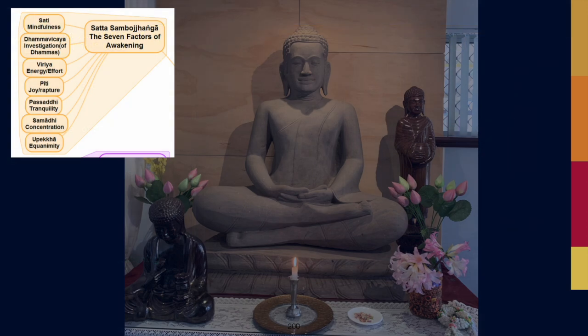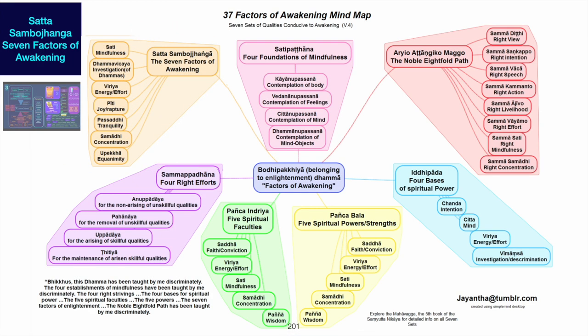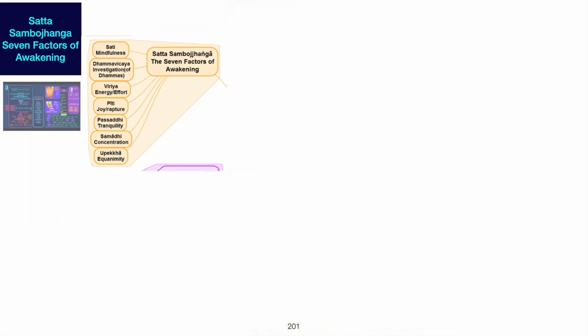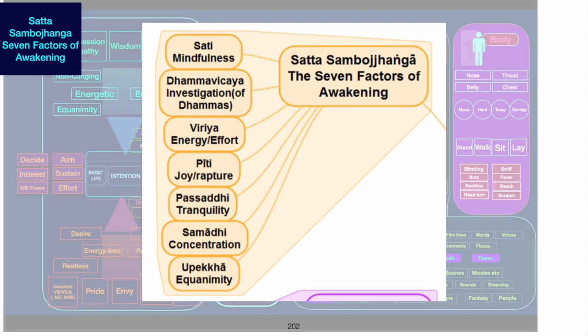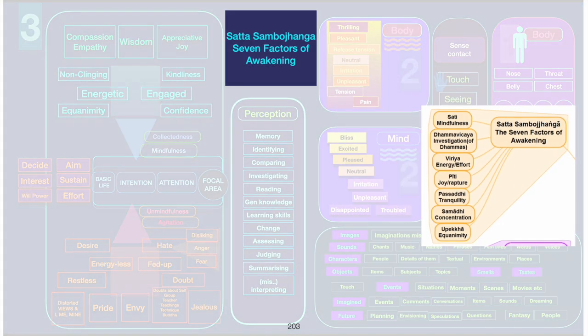So here we have a diagram, or a list, that was made by Sati Sarada. It's the satta sambojjhaṅga, the seven factors of awakening, satta meaning seven. I want to take a look at those. So here they are nestled in amongst the 37 factors of awakening, but we're just going to focus on these seven and also how they correspond to this map. Let's put them over to one side and then take a look.